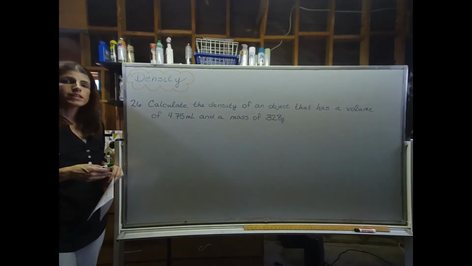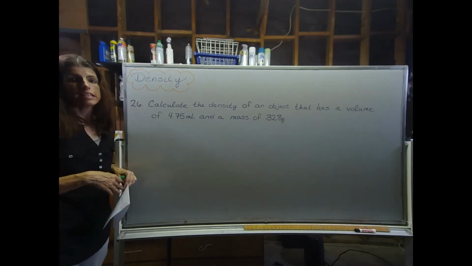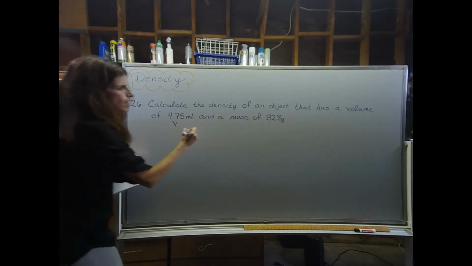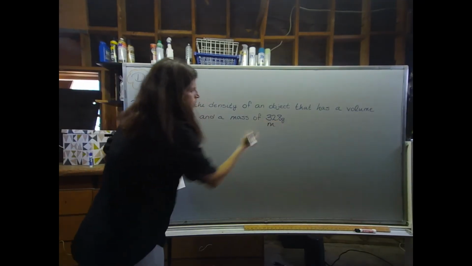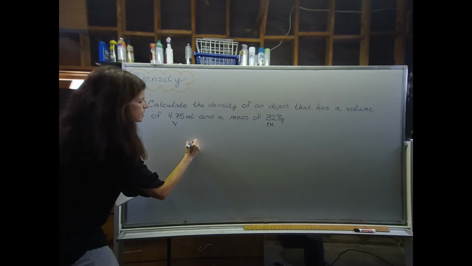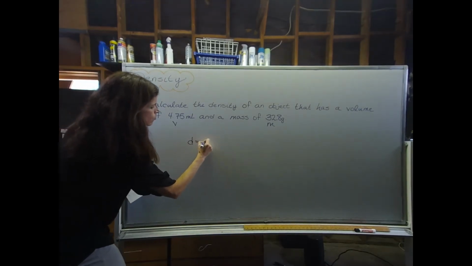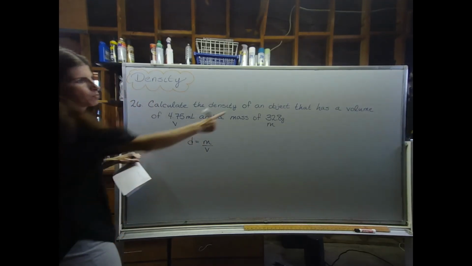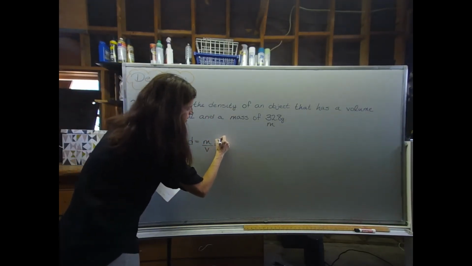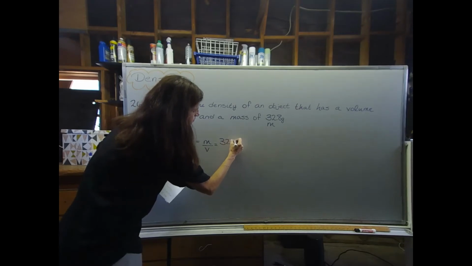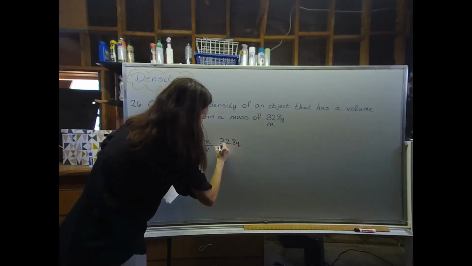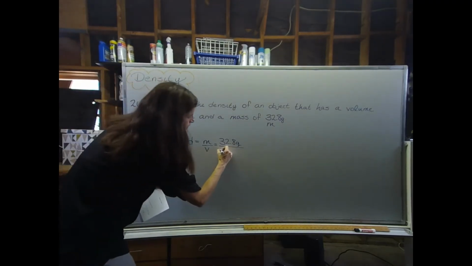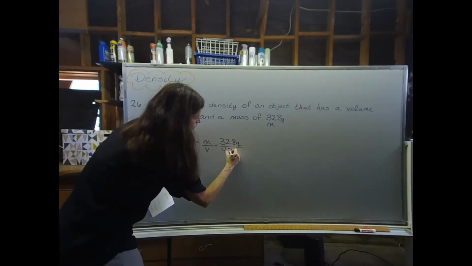In question 26, we're asked to calculate the density of an object. We're given the volume and we're given the mass. So I'm going to use the formula density equals mass over volume, and I'll plug in the 32.8 grams on top. And then I want to go ahead and divide by the volume. So I'll divide by 4.75 milliliters.